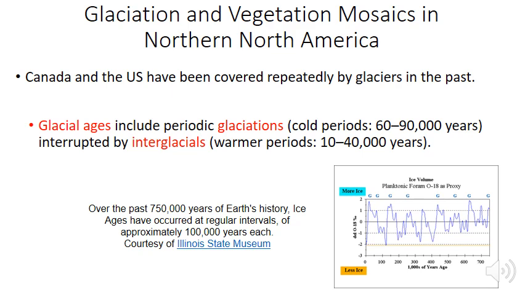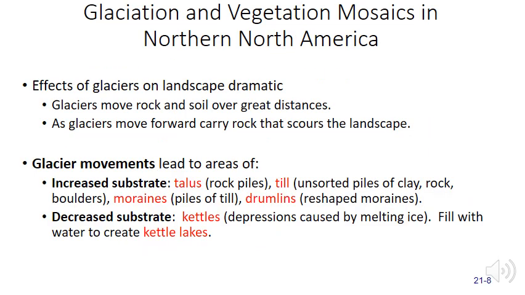The US and Canada have been repeatedly covered by glaciers in the past. A glacial age includes a period of glaciation, which is the cold period, which lasts usually about 60 to 90,000 years. Those glaciations are interrupted by interglacials, which is where we are now. These are warmer periods that last about 10 to 40,000 years. As glaciers move, they obviously transform the landscape in fairly dramatic ways. And as they move and retreat, they move sediment in such a way that they create areas of increased substrate and areas of decreased substrate.